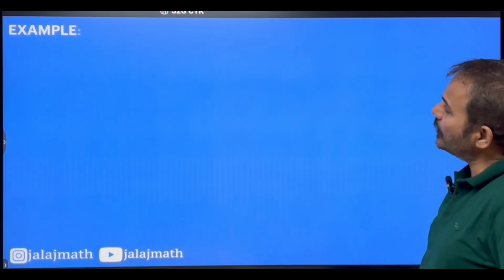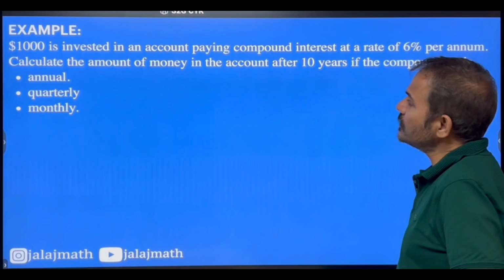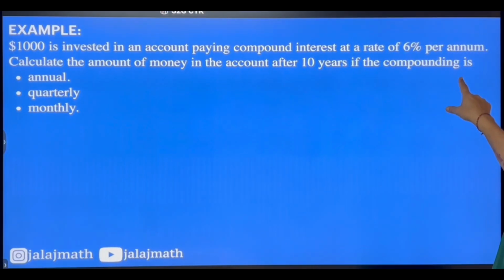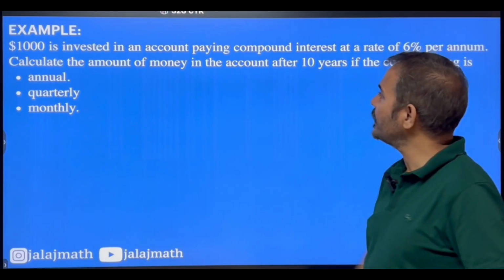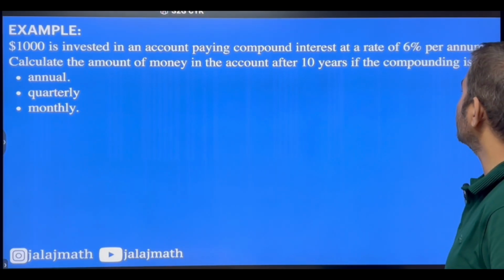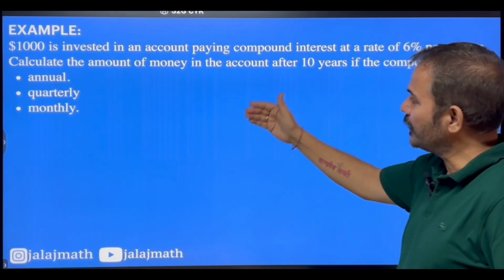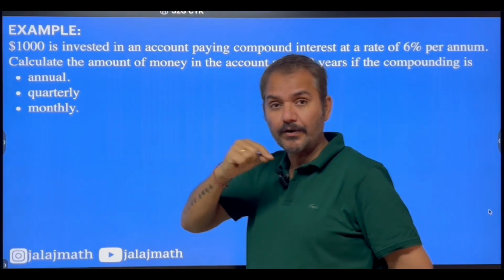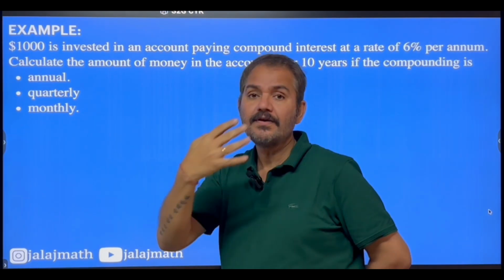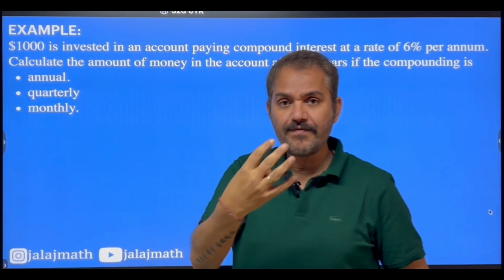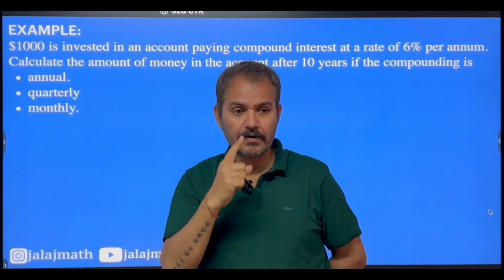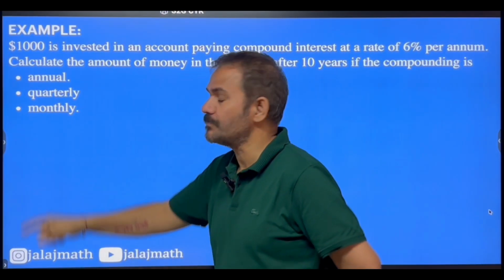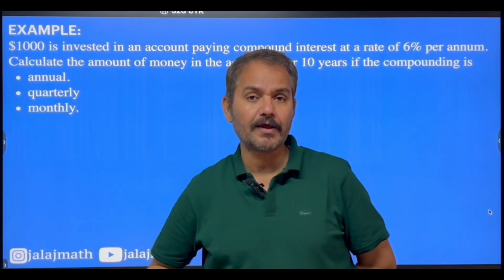Here is an example. $1,000 is invested in an account that is paying compound interest at a rate of 6% per annum. Calculate the amount of money in the account after 10 years if the compounding is annual, quarterly, or monthly. Annual means every year you are calculating interest. Quarterly is in every quarter, that is after every 3 months. In 1 year there are 4 quarters. So after every 3 months you are calculating interest. Monthly means at the end of each month you are calculating the interest.